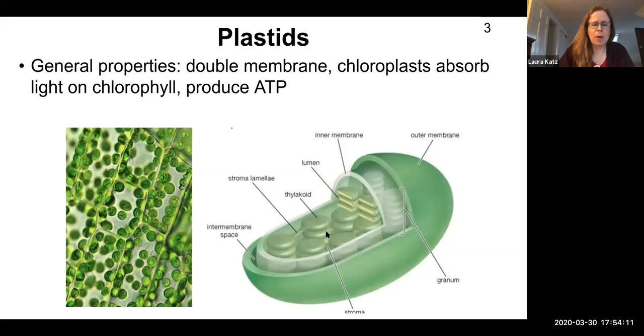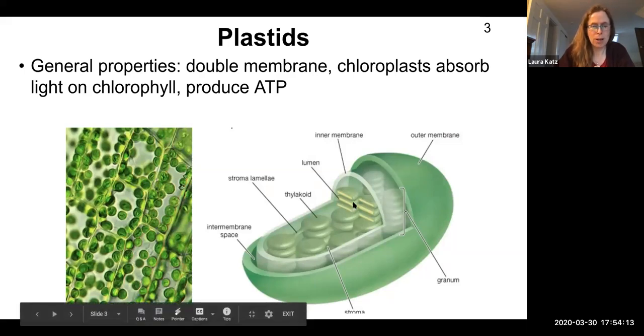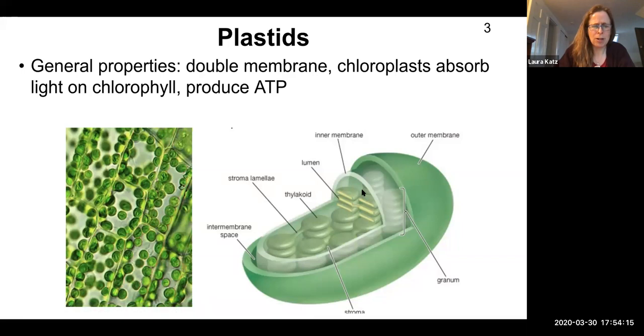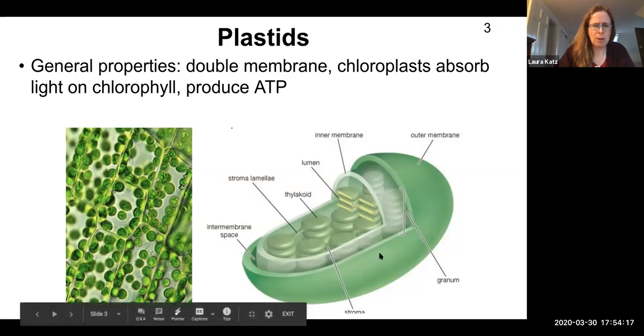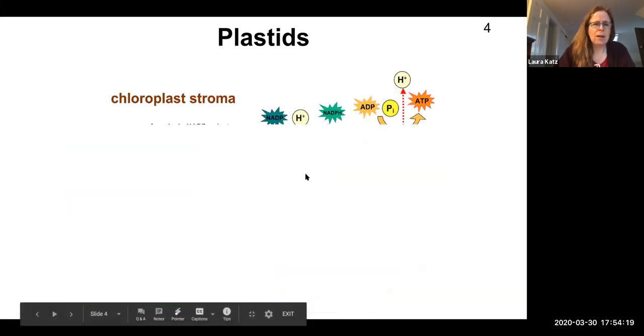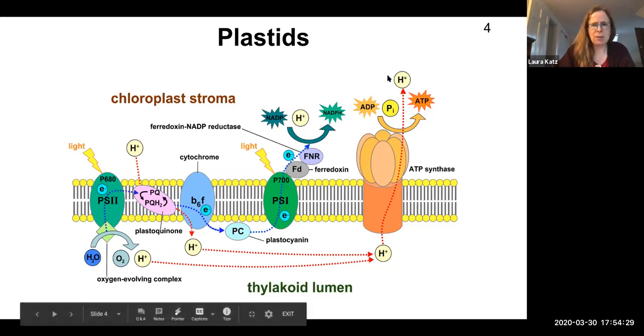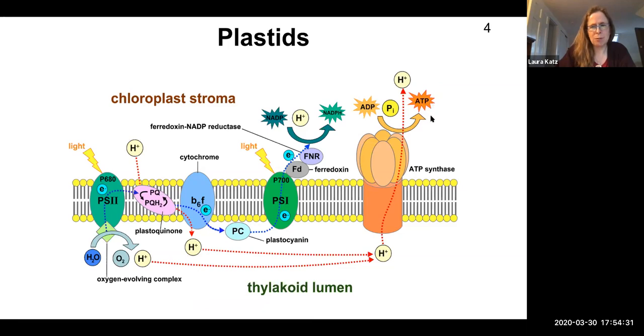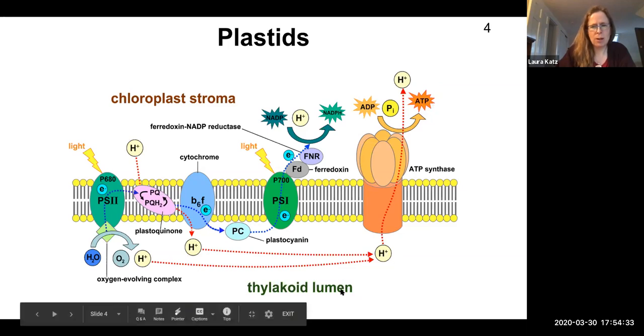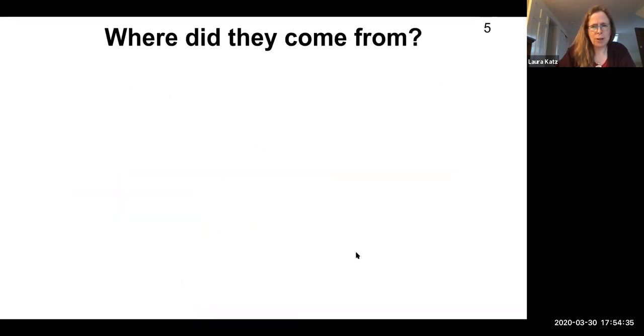And they have these membranes called thylakoid membranes, double membrane bound, outer and inner membrane, and these thylakoid membranes. And inside these membranes, much like you saw in mitochondria, are these proteins, photosystem 1, photosystem 2, and all of these proteins are passing electrons to make ATP. And this is what you learned about for the evolution of mitochondria.